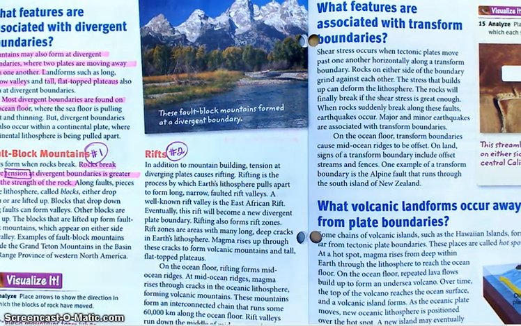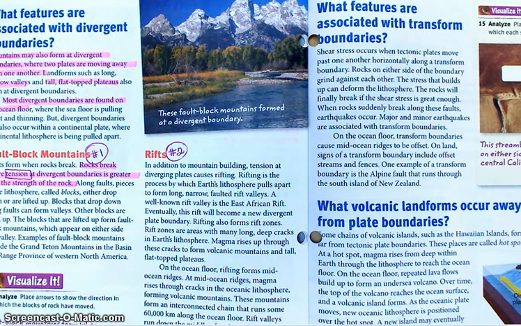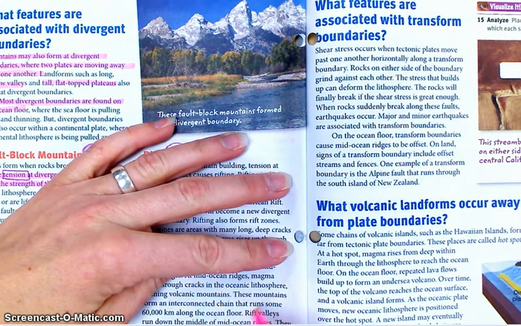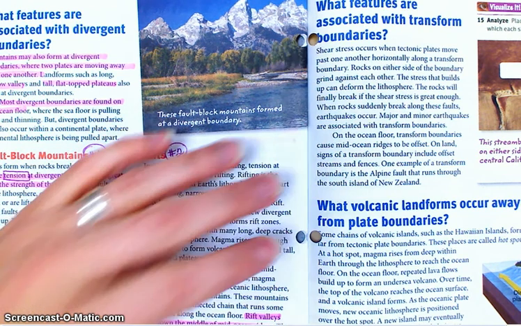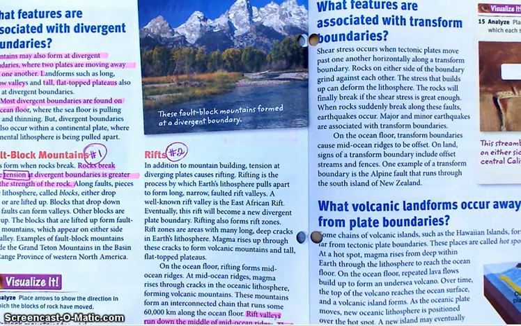On the ocean floor, rifting forms mid-ocean ridges. And at mid-ocean ridges, magma rises through the cracks in the oceanic lithosphere, forming volcanic mountains. So, these mountains form an interconnected chain that runs some 60,000 kilometers along the ocean floor because they're running all over the world, under the ocean. Rift valleys run down the middle of mid-ocean ridges, and they mark the location of divergent boundaries. So most of the rift valleys that we have are actually under the ocean, and they mark the location of divergent boundaries.